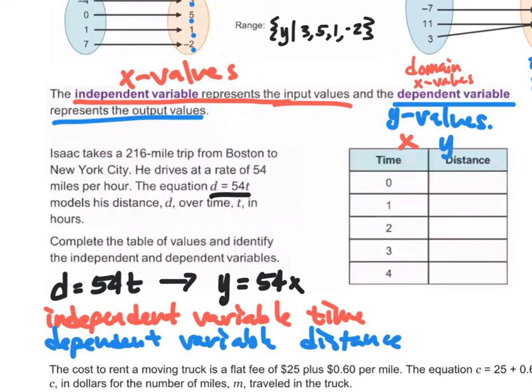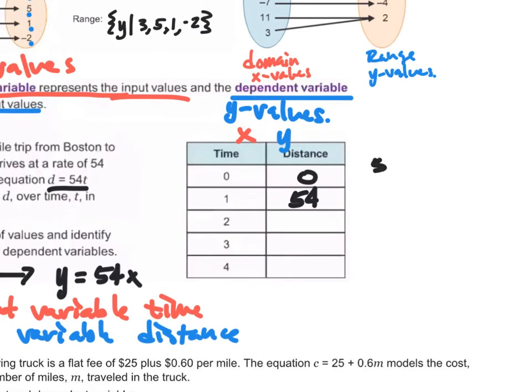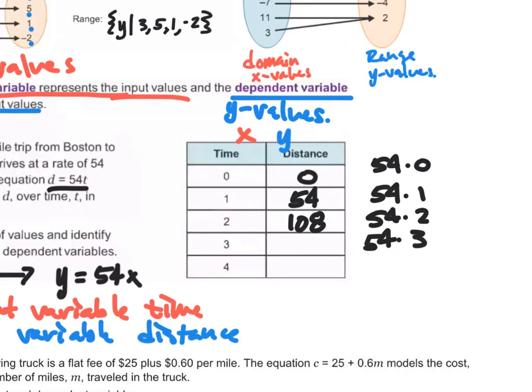At time 0, if I plug 0 into this equation, d equals 54t, I've traveled a distance of 0 miles. After 1 hour, if I plug 1 in, it's going to give me a value of 54. How I'm getting this is I'm just taking 54 times 0, and this one was 54 times 1. After 2 hours, 54 times 2 gives me 108 miles. After 3 hours, 54 times 3, I get 162. And 54 times 4 hours gives me 216.